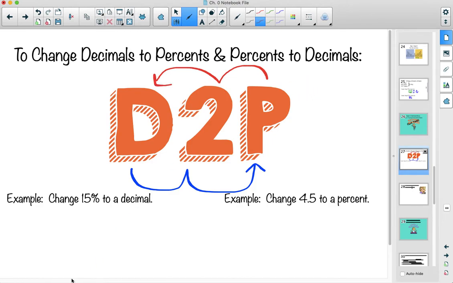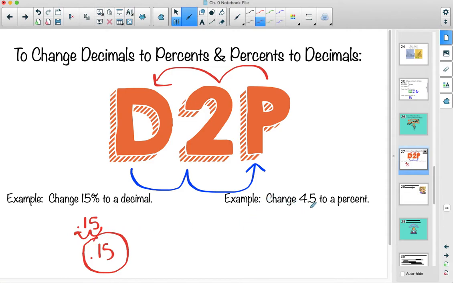So let's take a look. We're going to start off with our first example. Our first example is 15%. So we're starting off as a percent, and we're going to change it to a decimal. So we're going to move our decimal 2 places to the left. So the whole number 15, I'm going to drop the percent sign. The decimal in a whole number is at the end. So I'm going to move it 2 places to the left. Bump, bump, there it goes. And now my final answer is 0.15, which of course is read as 15 hundredths.